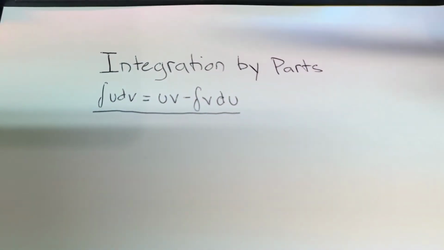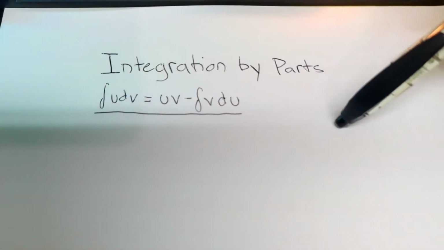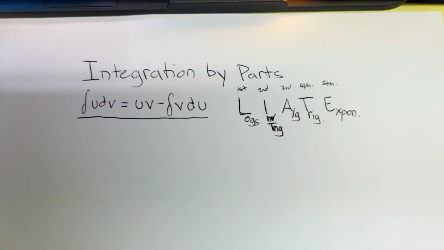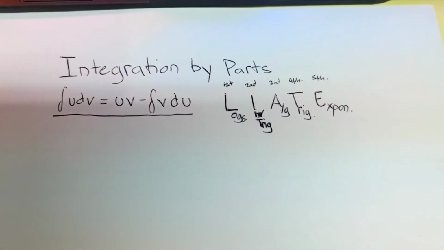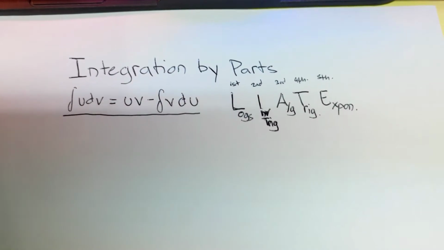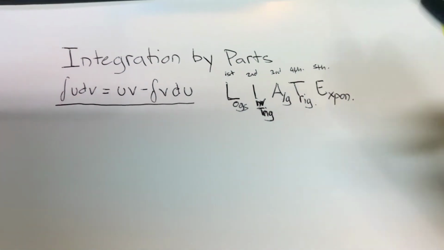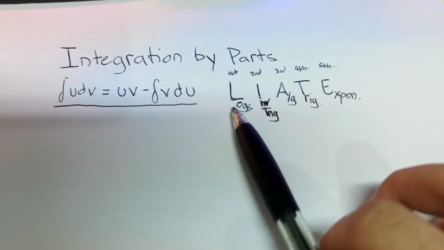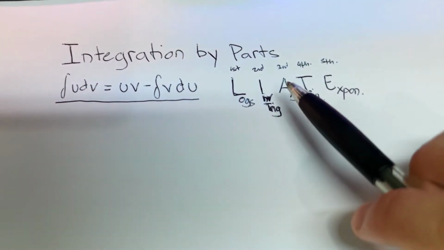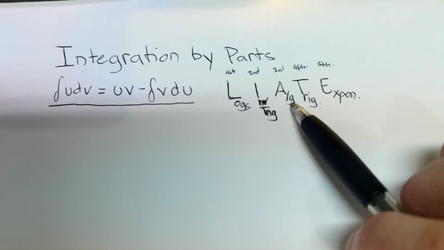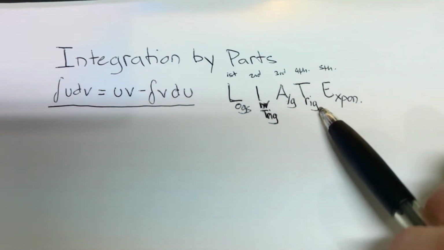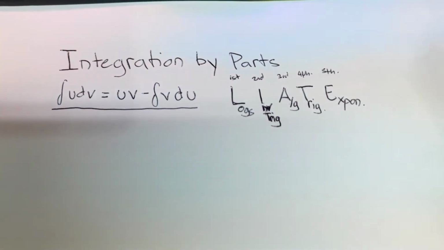I'll teach you a trick on how to choose the function that will represent letter u. The trick that I want to teach you is a technique called LIATE. So what is LIATE? L stands for logarithmic, I stands for inverse trigonometric, A stands for algebraic, T means trigonometric, and E means exponential.